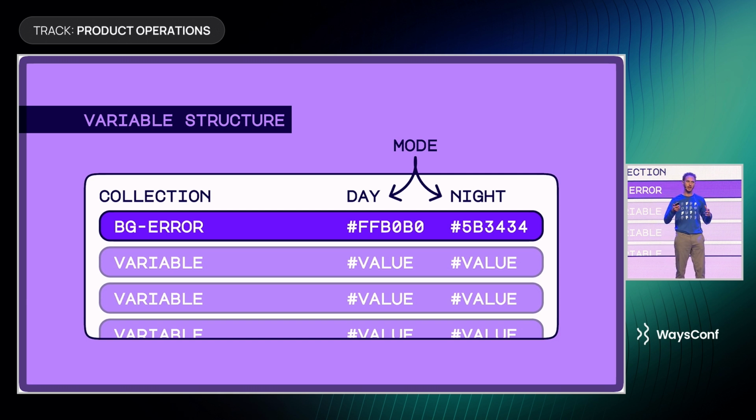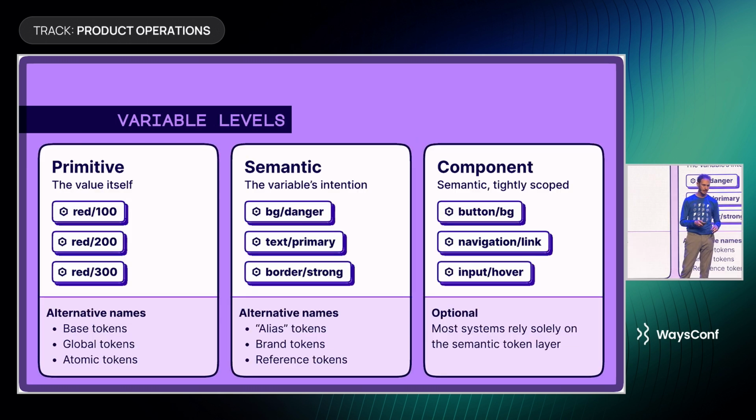So the typical example is something like a day and a night mode within your design system. You might have a BG error for the background of your error state on maybe a warning component or something like that, which would have different hex values according to which system theme that somebody has decided. So day mode would get this hex value, and night mode would get the other hex value. This consolidates a lot of the work that we would have had to do before, and I'll touch on that a little bit later.